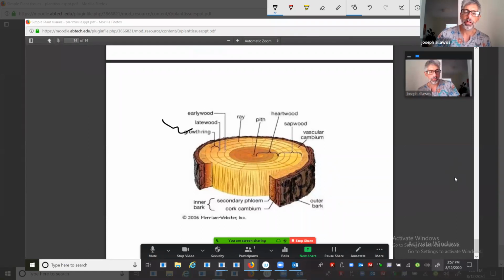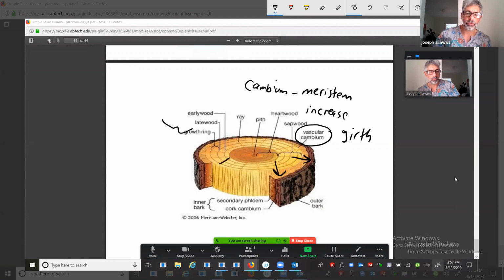There we go. Okay. So the important word in this image for now, and we're going to come back to this, is vascular cambium. Anytime you see the word cambium, the cambium is a meristem, but it increases girth. So it's laying cells down in this direction, okay? And in doing so, it makes the stem bigger.